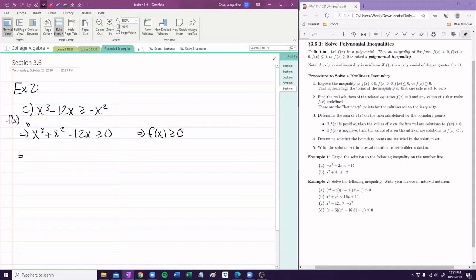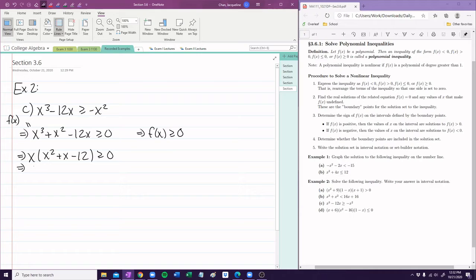All right, so now let's factor. I look at this, and I notice they all have x in common, so I'm going to factor out that x. When I do that, I'm left with x squared plus x minus 12 is greater than or equal to 0.